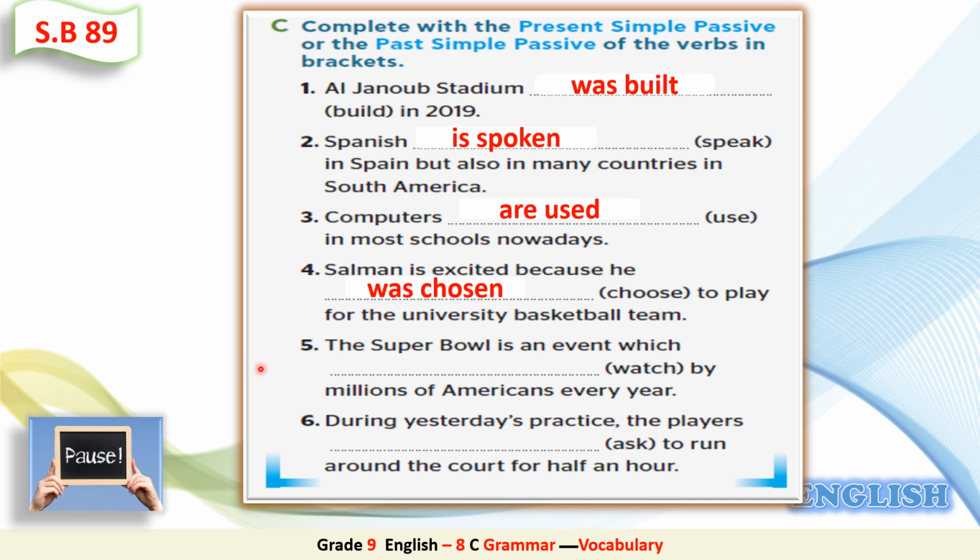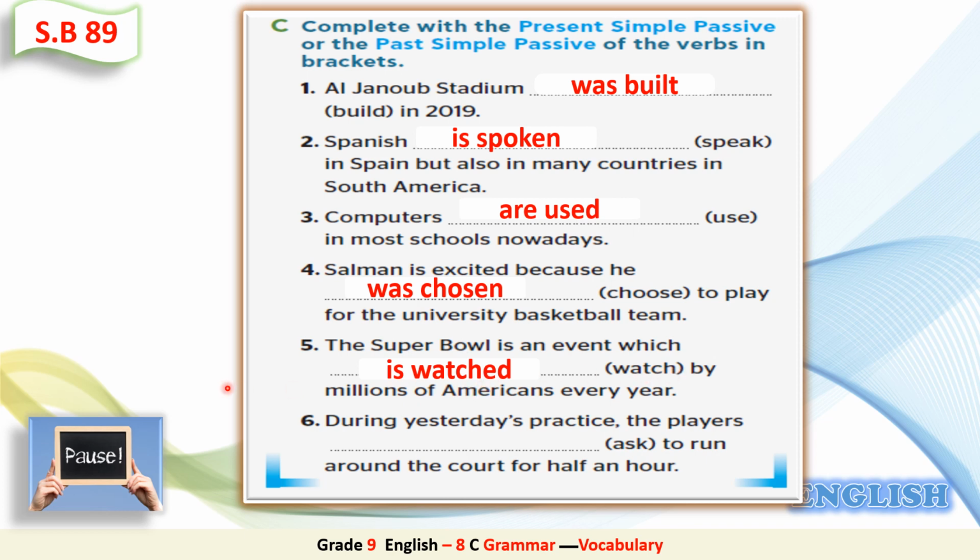Now number 5, what do you think the answer is? Wonderful. It is watched. But why? Because we are talking about an event which is watched by millions of Americans every year. Every year indicates that the action is in the present simple. As an event is a singular noun, so we use is plus the past participle of the verb watch, which is watched.